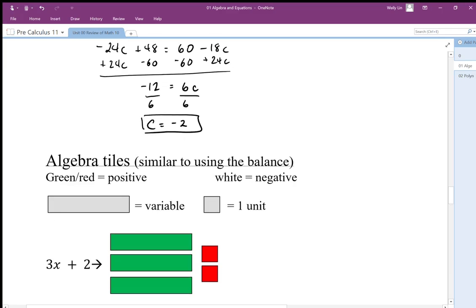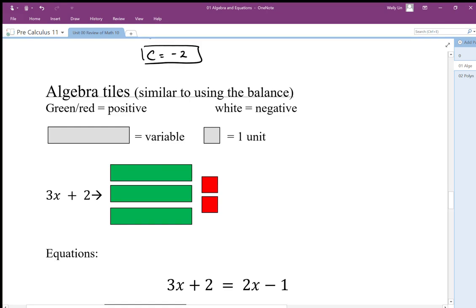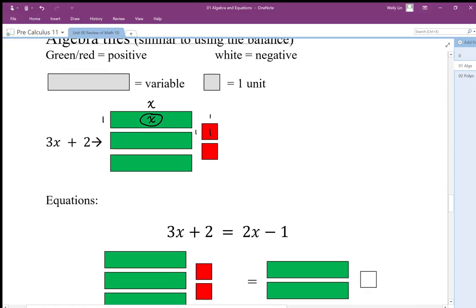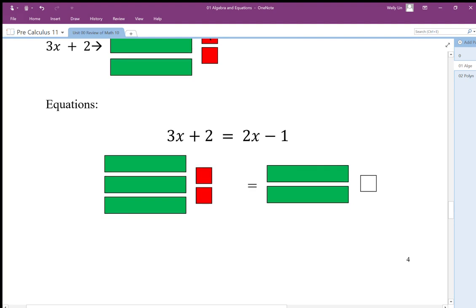So with algebra tiles, remember that these tiles represent 1x. Again, the algebra tiles have a width of 1, a length of x, and the area is our algebra tile x. Here, this is width of 1, length of 1, and the area of 1 is our algebra tile. When we talk about algebra tiles, we're talking about the area. So if I have an equation, 3x plus 2 equals 2x minus 1, there's my algebra tile balance. And I can even draw a balance in there and say that they're balanced.